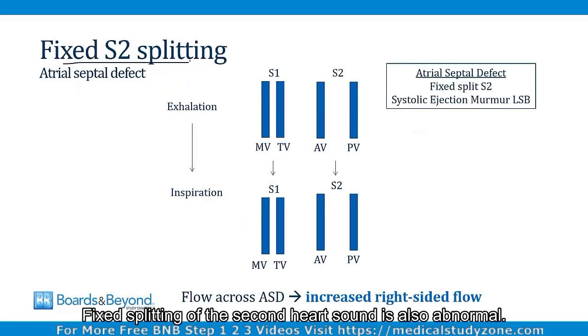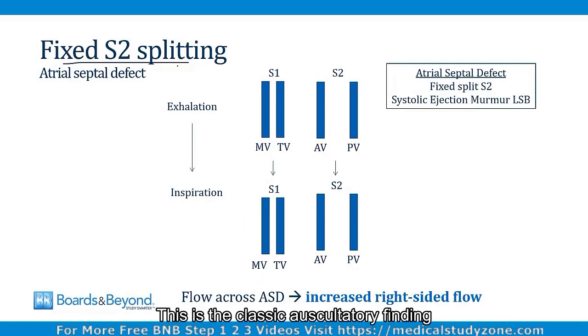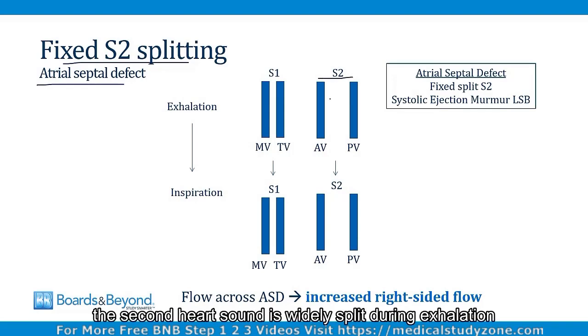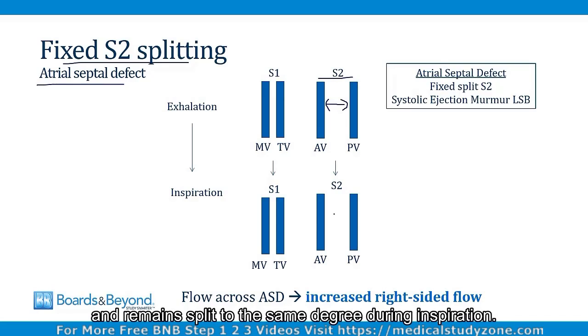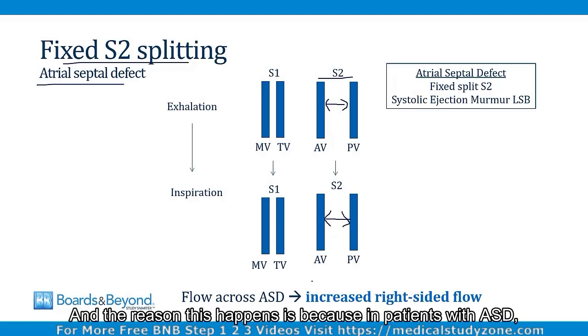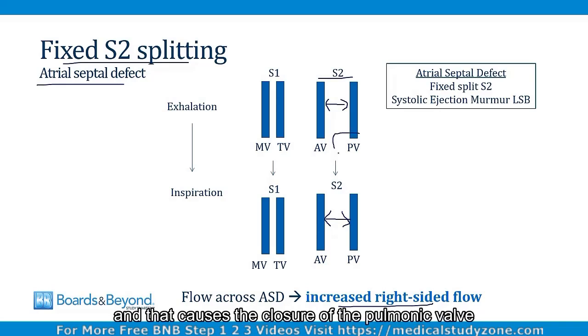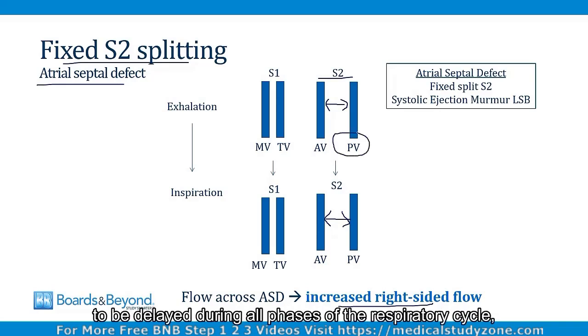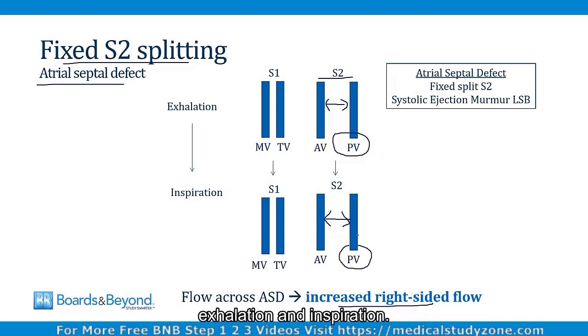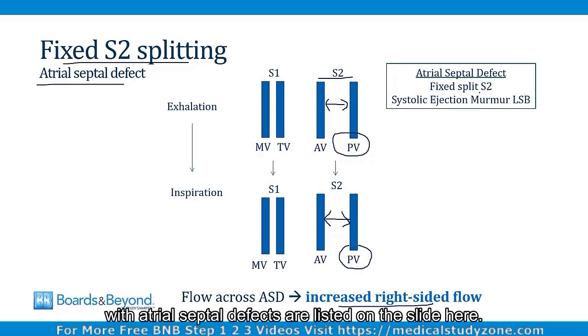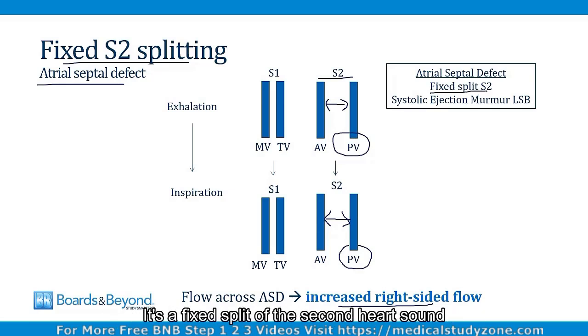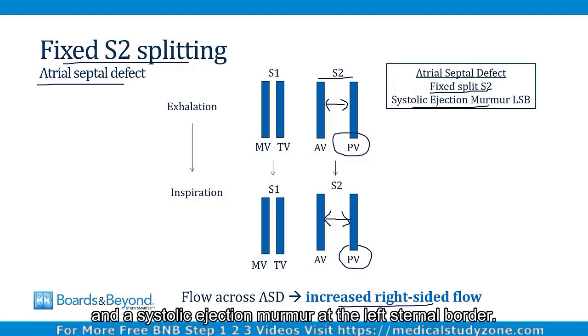Fixed splitting of the second heart sound is also abnormal. This is the classic auscultatory finding in a patient with an atrial septal defect. Let's look at our diagram once again. In the case of fixed splitting, the second heart sound is widely split during exhalation and remains split to the same degree during inspiration. And the reason this happens is because in patients with ASD, there's more flow across the right side of the heart, and that causes the closure of the pulmonic valve to be delayed during all phases of the respiratory cycle, exhalation and inspiration. So the two classic findings of patients with atrial septal defects are listed on the slide here. It's a fixed split of the second heart sound and a systolic ejection murmur at the left sternal border.